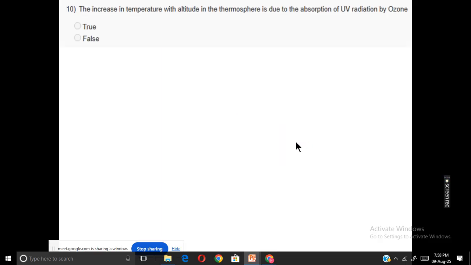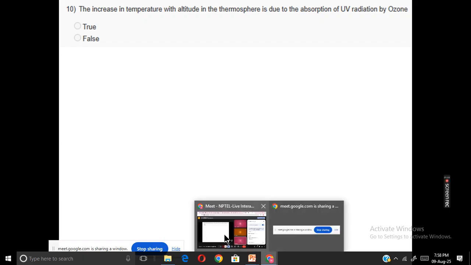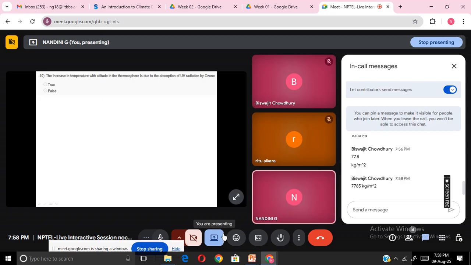Okay. Now the last question. The increase in temperature with altitude in the thermosphere is due to the absorption of UV radiation by ozone. Is it true or false? The ozone molecules are absorbing the UV radiation, and this is the reason for the increase in temperature in the thermosphere. Yeah, it is false.